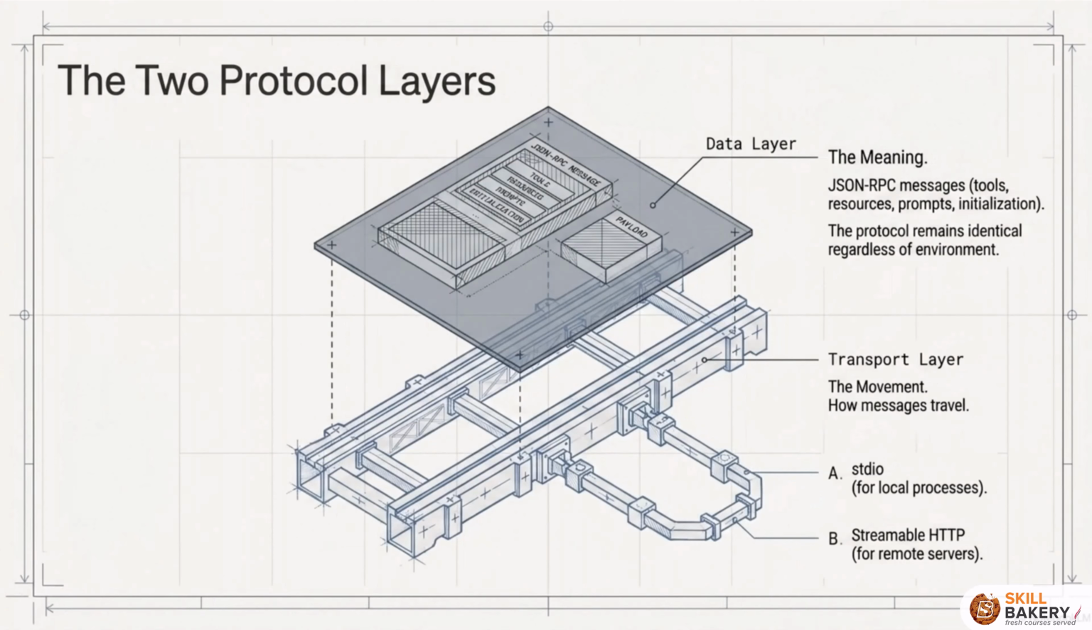The protocol operates on two distinct layers. The data layer is the meaning, the JSON RPC messages containing tools and resources. This remains identical regardless of the environment. The transport layer is the movement. Messages typically travel through STDIO for local processes or streamable HTTP for remote servers.